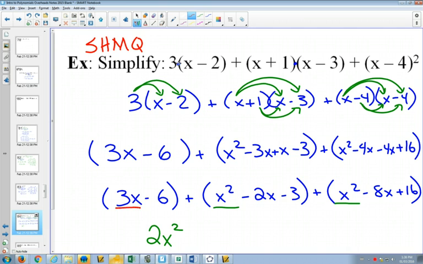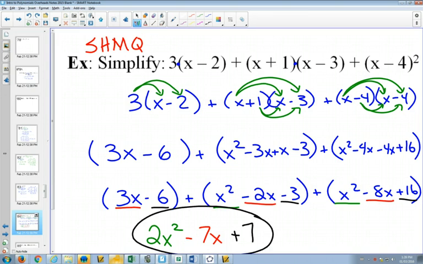Here we have a 3x, a negative 2x, and a negative 8x. If you add all those together, 3 minus 2 is 1. 1 minus 8, negative 7. And now our numbers are constants. It's not going to be negative because we got negative 9 plus 16 plus 7.